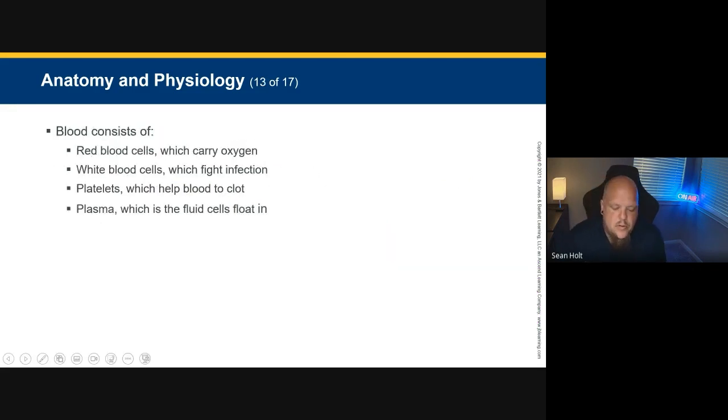All right. So the blood. Blood consists of red blood cells, which carry oxygen on the hemoglobin in red blood cells. White blood cells, WBCs, help to fight infection, okay? Platelets help the blood to clot.